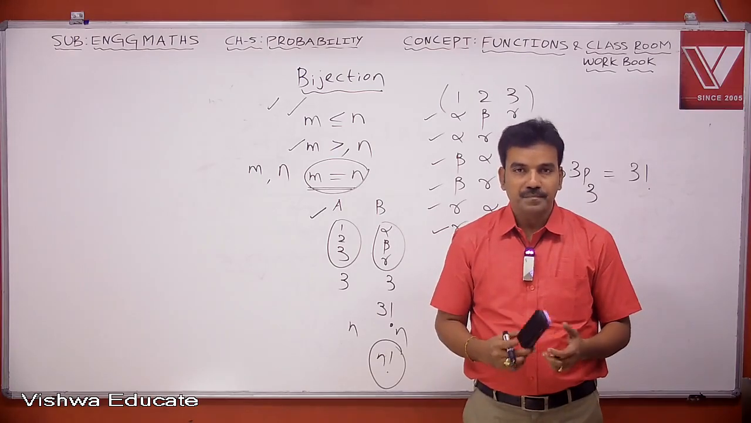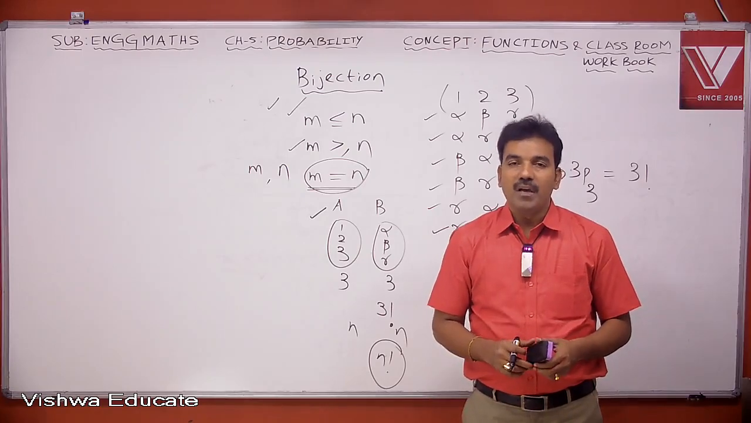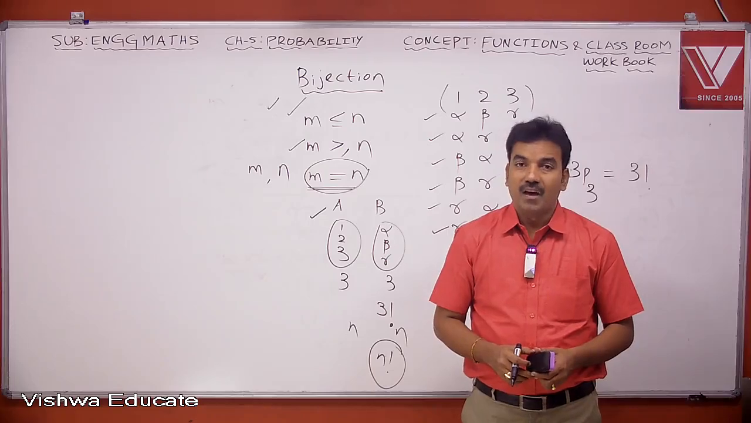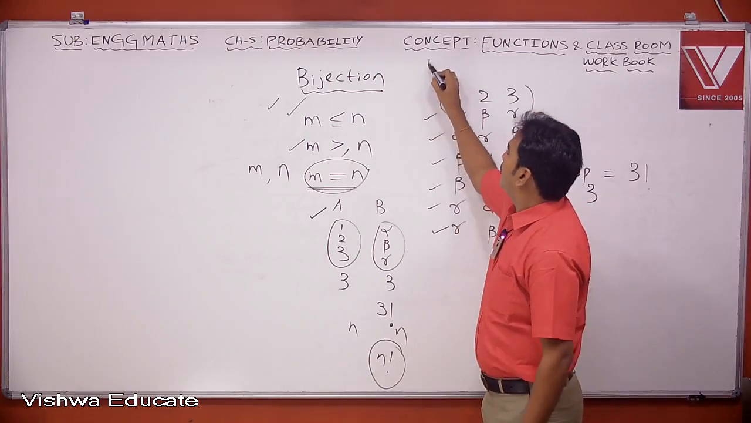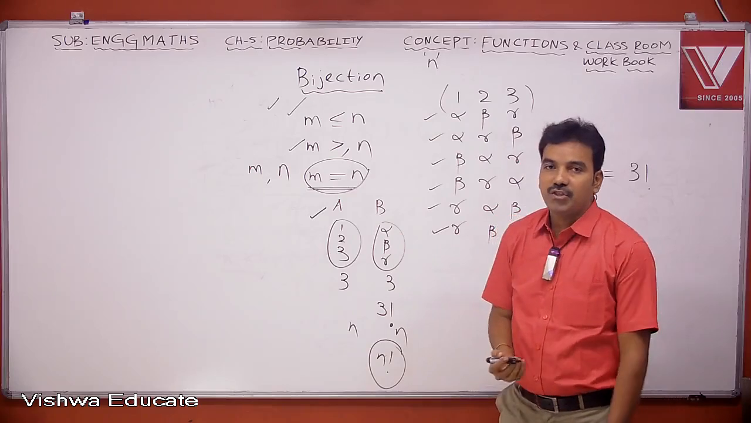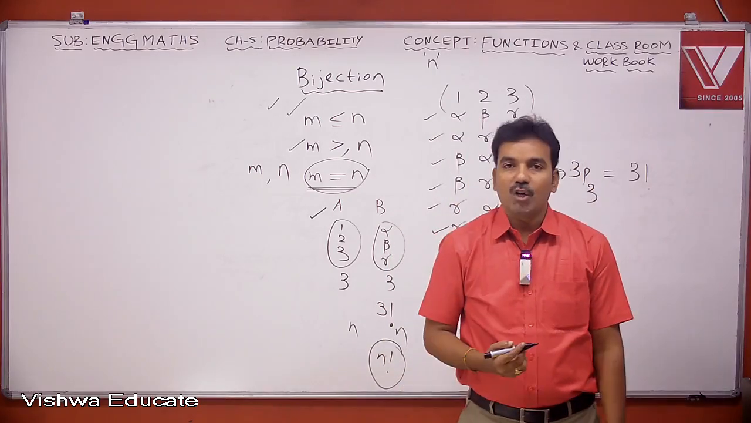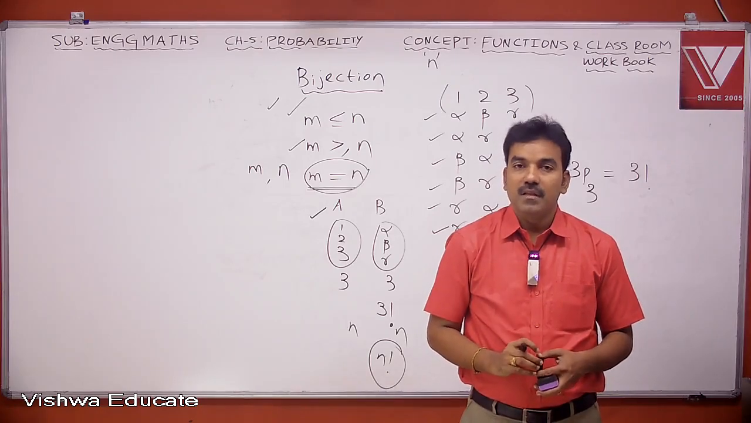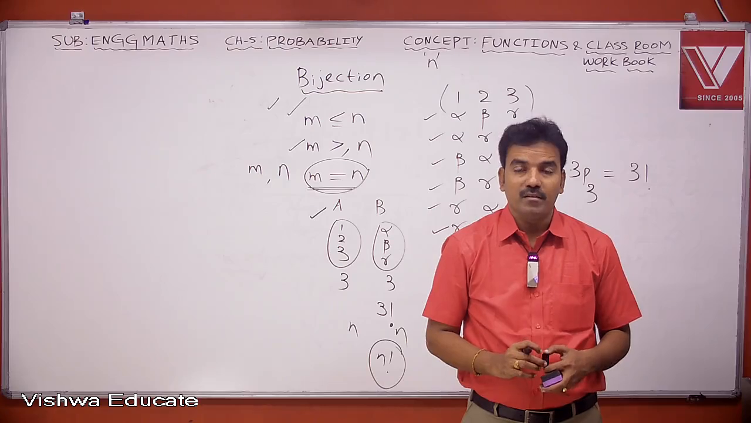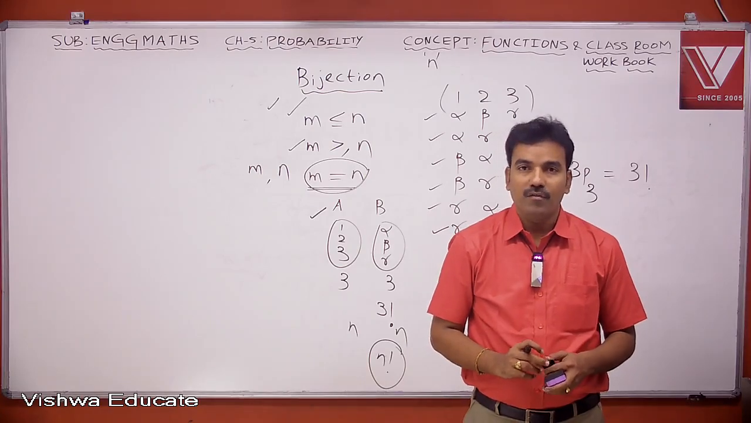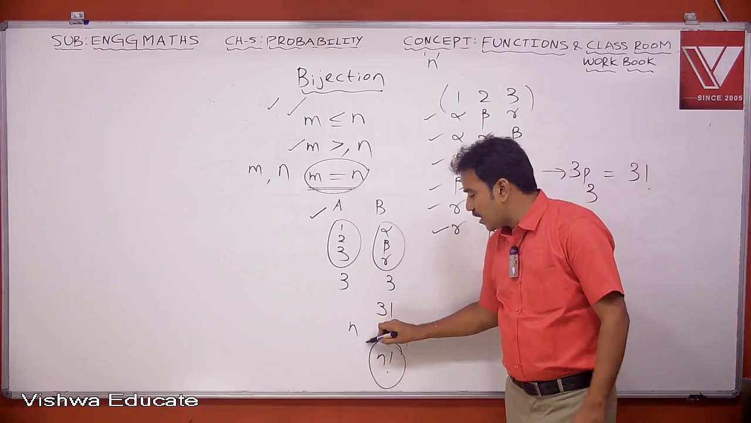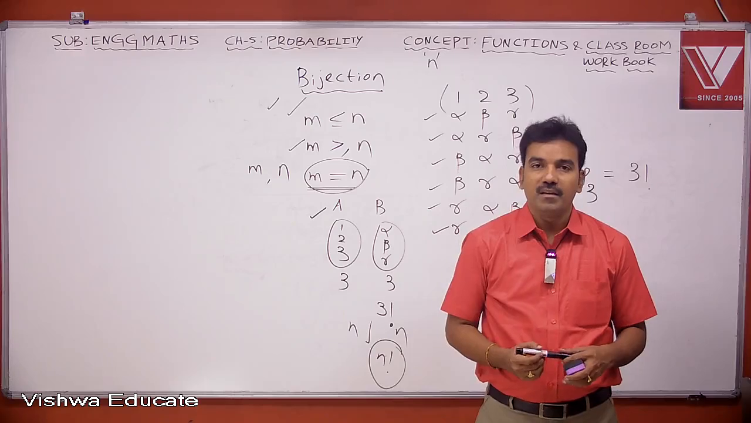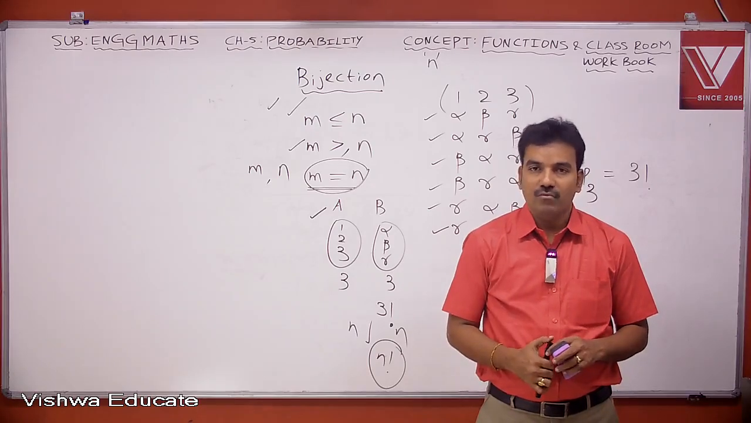One more note. If A, B are two sets having n elements each, then the total number of bijections from A to B is n factorial, right?